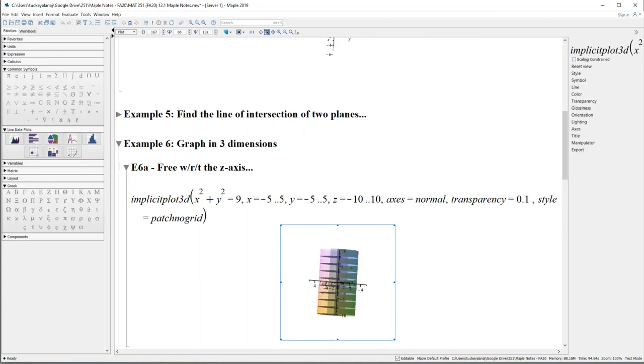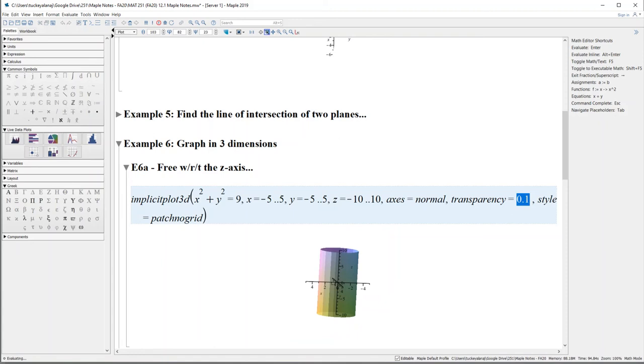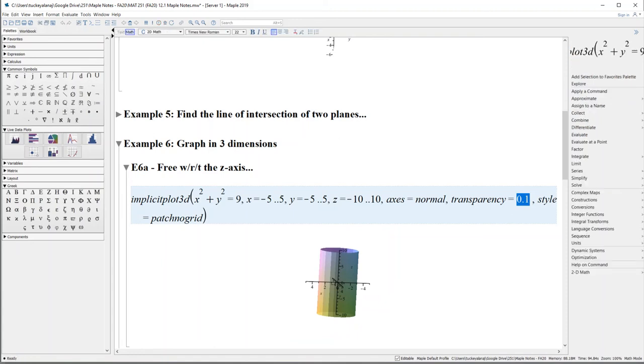Transparency, by the way, is, I believe, a decimal between 0 and 1. So if I make it 0, it's completely opaque. And if I make it 1, that's completely transparent. At least that's how I remember it.